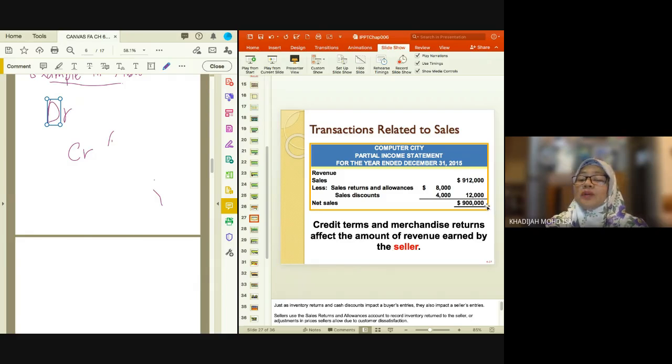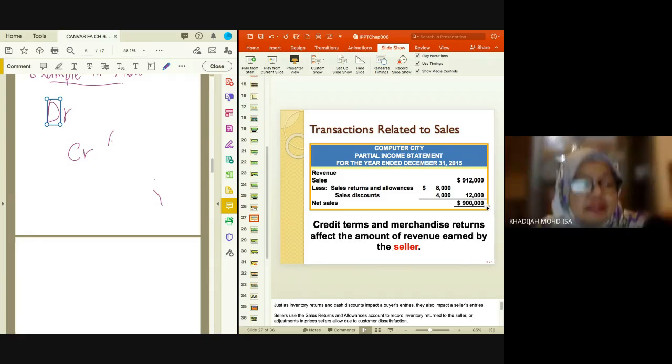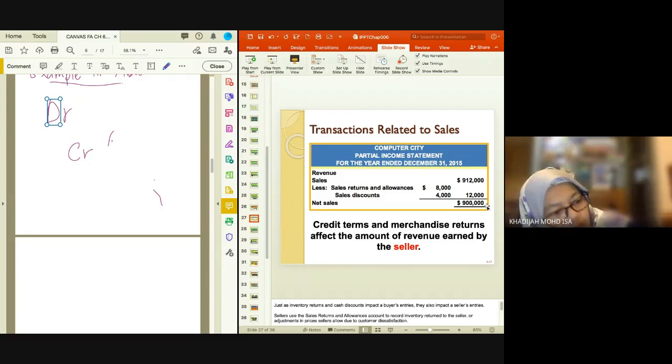All right. So normally they give you a certain percentage for net sales. It should be at least 90%. So what is your net sales here? 900 over 912 is more than 90%. 900 over 912 is 98%. So it means that it's not an issue.